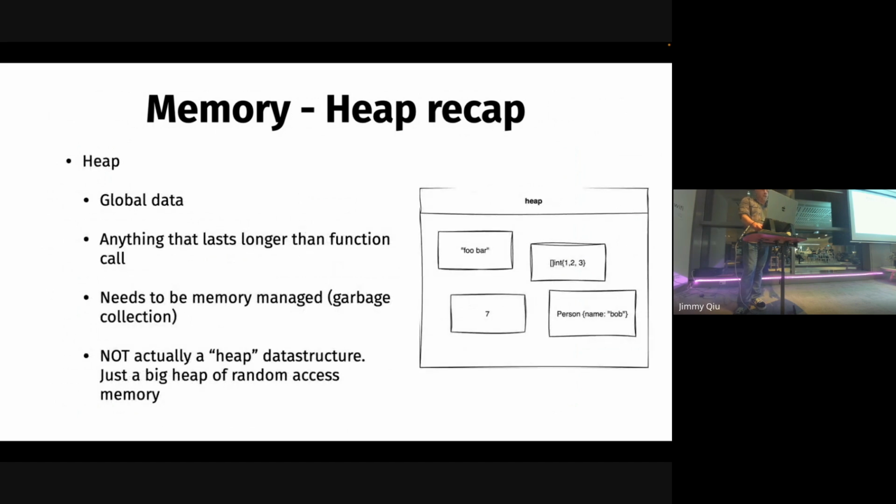The other one is the heap, which is really just a big, when you think about memory in a computer, you're mainly thinking about the heap. It's just a big global data, sort of addressable space. And so anything that lasts longer than a function call, anything you need to share around, is going to live in the heap. The thing with the heap is it's got to be garbage collected or have some kind of manual memory management. But in Go and Beam, they're both going to be garbage collected. So not actually a heap data structure, but it's just a big heap of data. It's really just a big array. That's the best way to think of it.